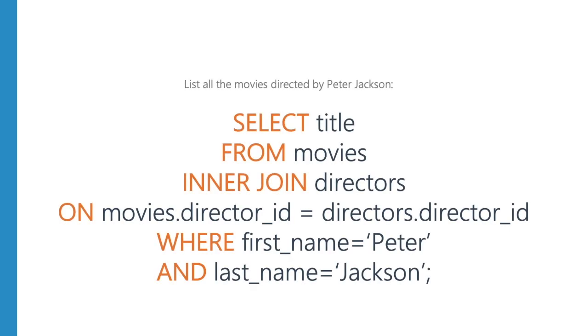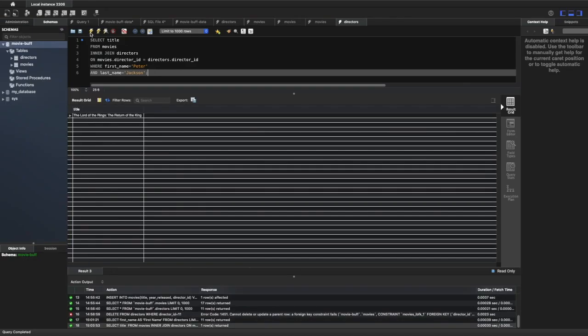There are many ways we could do this. The one I chose is using select, the title of the movie, from movies, the table, and then we need to do that inner join to get that director ID of Peter Jackson, where first name equals Peter and last name equals Jackson. Let's see what the results are. I paste this query, I run it, and I see that Peter Jackson has directed The Lord of the Rings, Return of the King. The final bonus mission that we have has 4 parts.